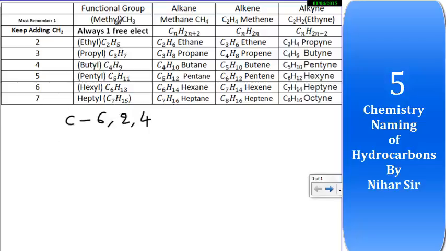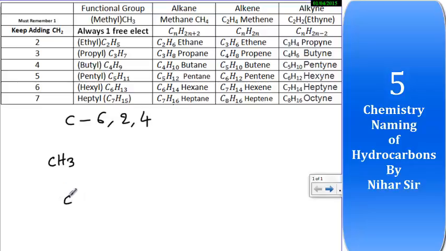Now let's start with methyl. All the elements of a functional group have the suffix YL: ethyl, methyl, propyl, butyl. These all belong to the functional group, right? So let's start with CH3. If I want to draw CH3, how will I draw it?